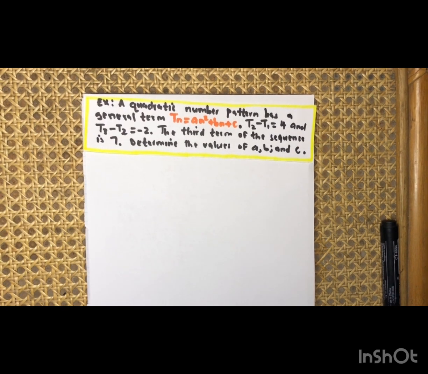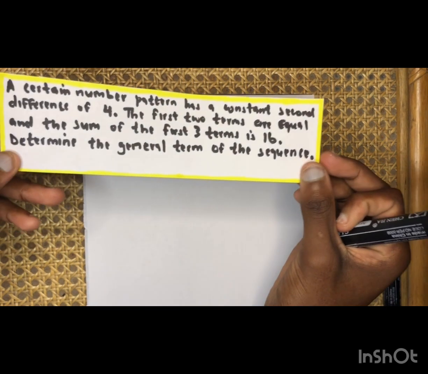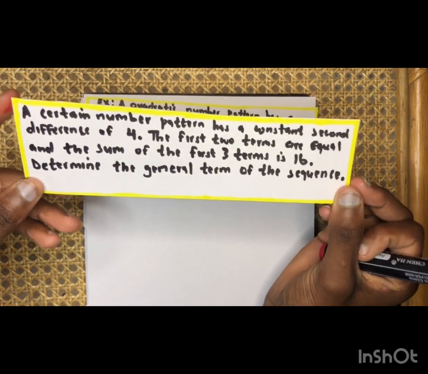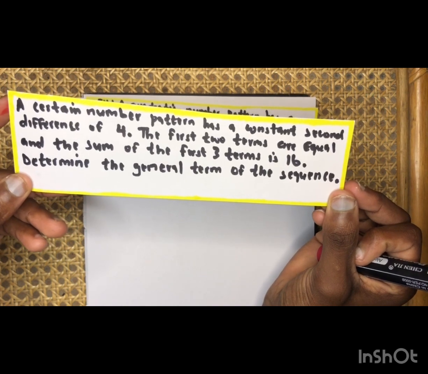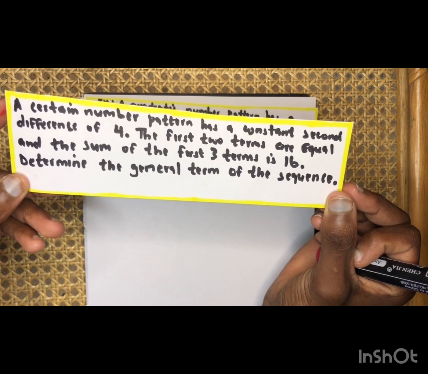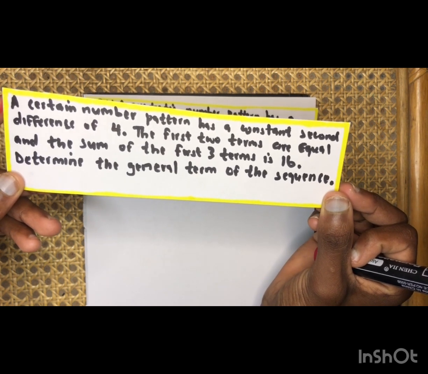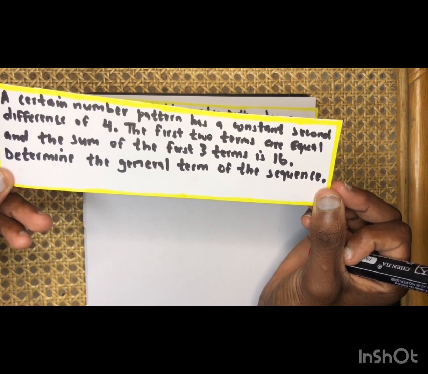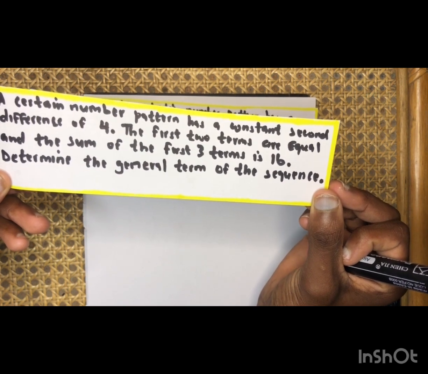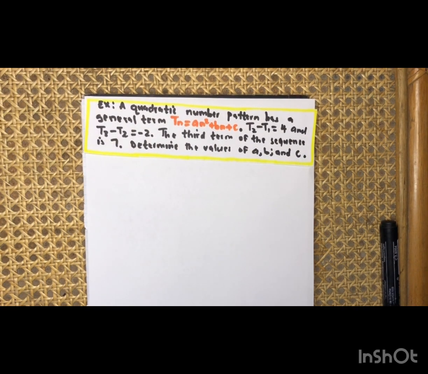All right, but in your spare time, guys, you can try to attempt this one. They are saying a certain number pattern has a constant second difference of 4. The first 2 terms are equal, and the sum of the first 3 terms is 16. Then determine the general term of the sequence. All right, so let's do this one, guys.